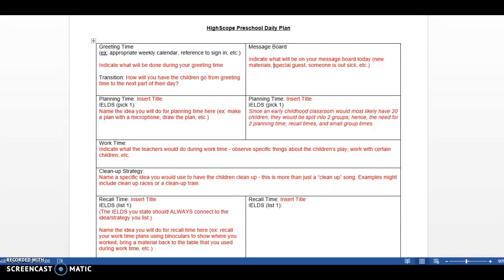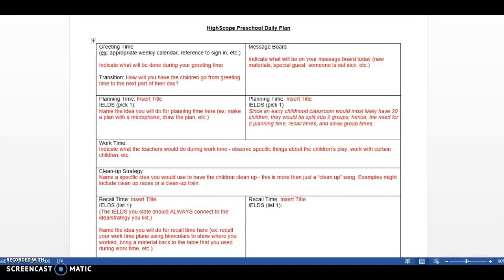Again, when we talked about the plans you review, there's a lot of information. There are a lot of examples of planning time and recall ideas that you can use. So go back and look at some of those and apply those to this section of your plan.